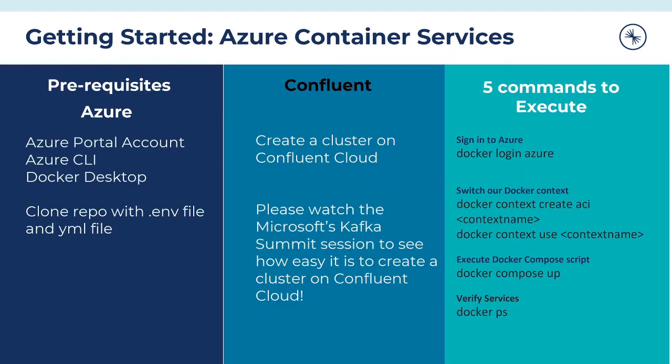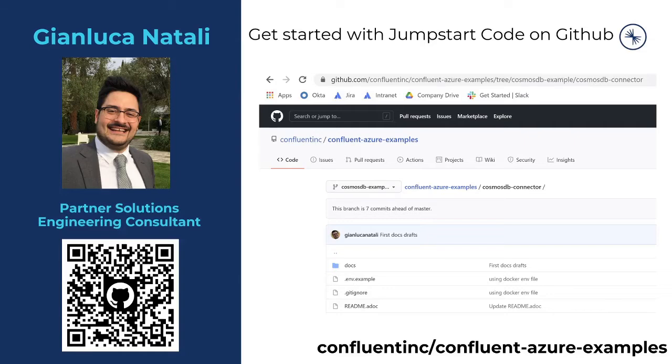We'll need an account on Azure, Azure CLI tools, and Docker Desktop. After that, it's a mere 5 Docker commands to get up and running. We can use code readily available in Confluent's GitHub repo in the directory confluent-azure-examples. Now, we are ready to jump into our demo.